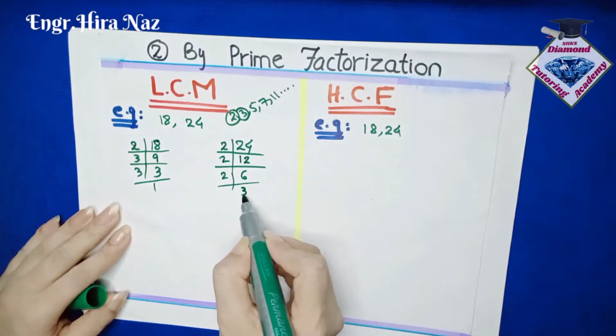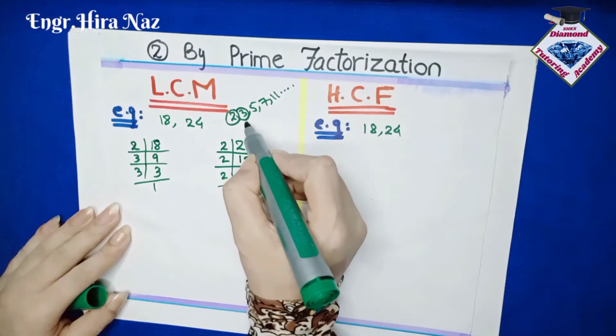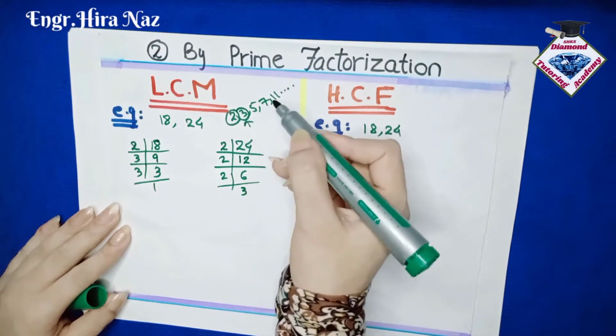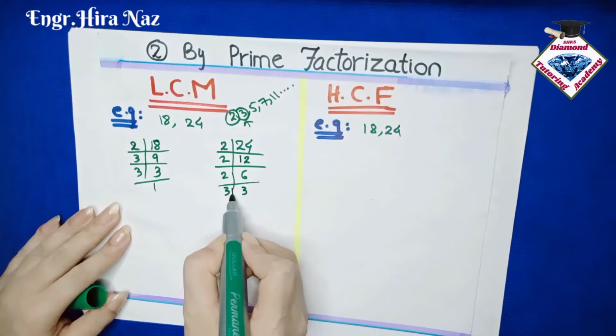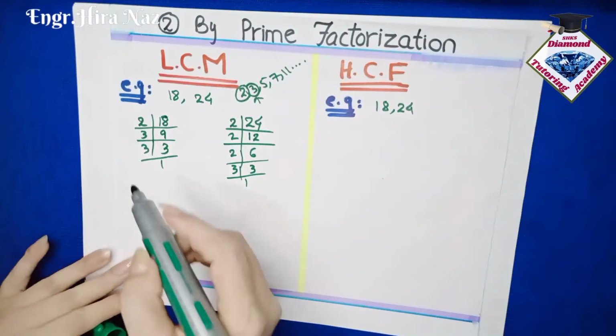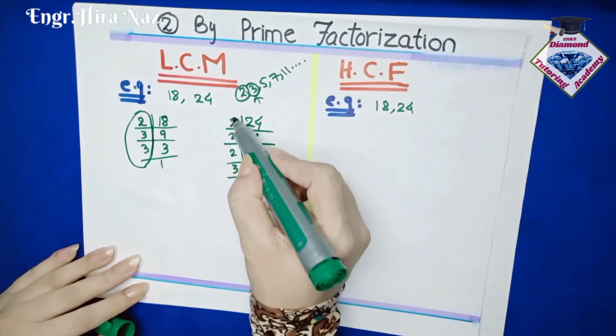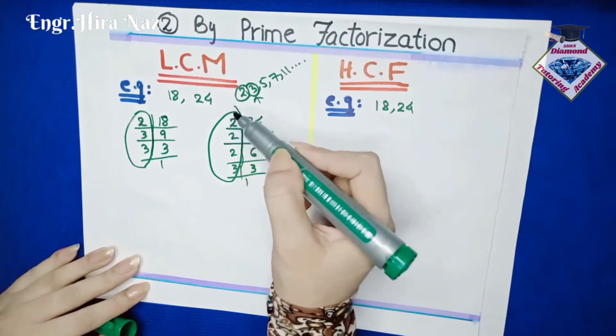Now 3 is an odd number and 2 is an even number, so 3 is not divisible by 2. What we have to do is, we have to take the next prime number, that is 3. So 3 times 1 is 3. In this case, the numbers which are here at the left side are our prime factors. Understand?